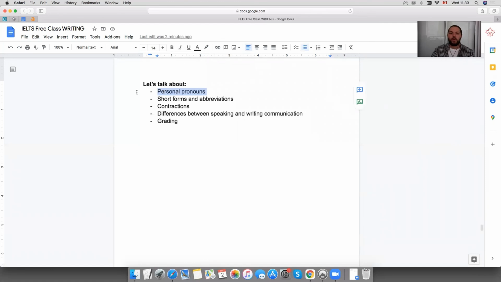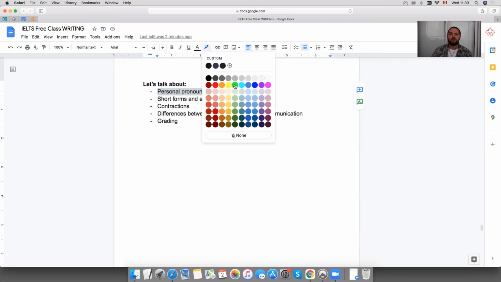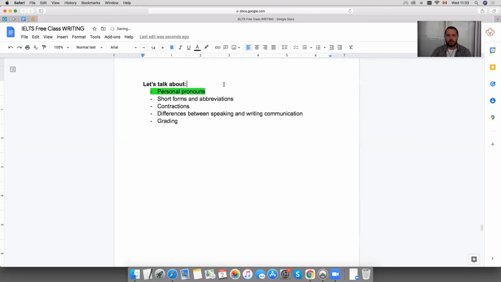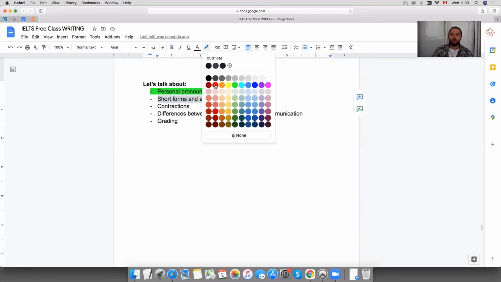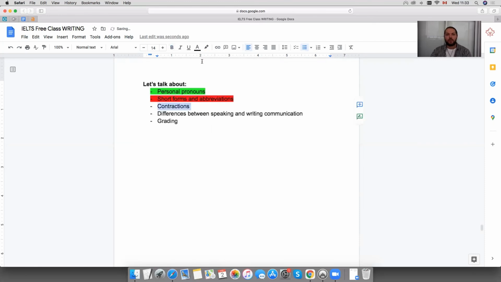Another important point, just for your memory, I know I'm repeating myself, but it's important. Your personal pronouns are okay. You can say I, us, we, that's okay. We are not going to use short forms or abbreviations at all. We are not going to use our contractions: didn't, don't, haven't. We are going to remember the differences between our speaking and writing communication.